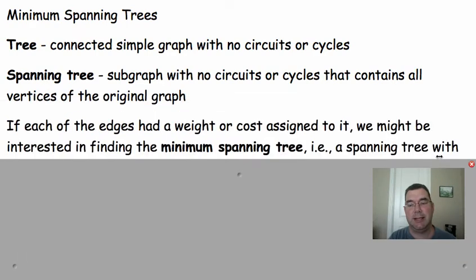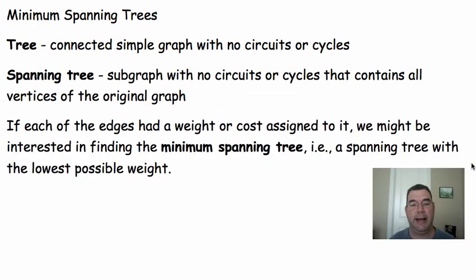A tree is basically what you think it is. It's a subgraph of the original graph that has no circuits and no cycles in it. So there's no looping. A spanning tree is a certain tree, which we've already defined, that has all of the vertices of the original graph. So you have to include every single vertex that was already there. You don't have to include all of the edges, obviously, but all the vertices have to be there.